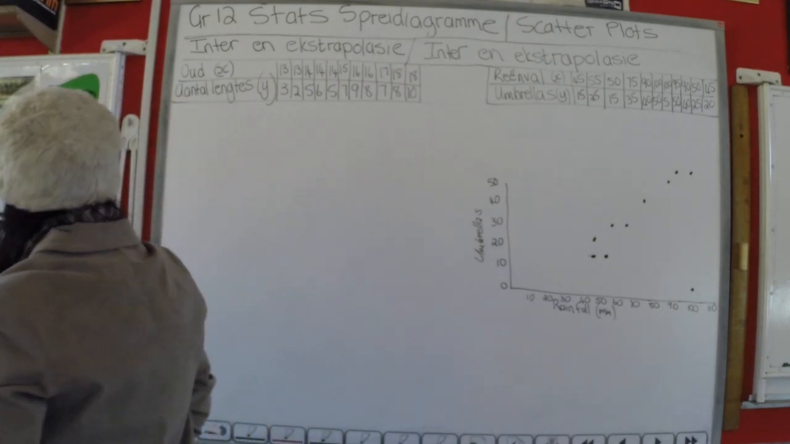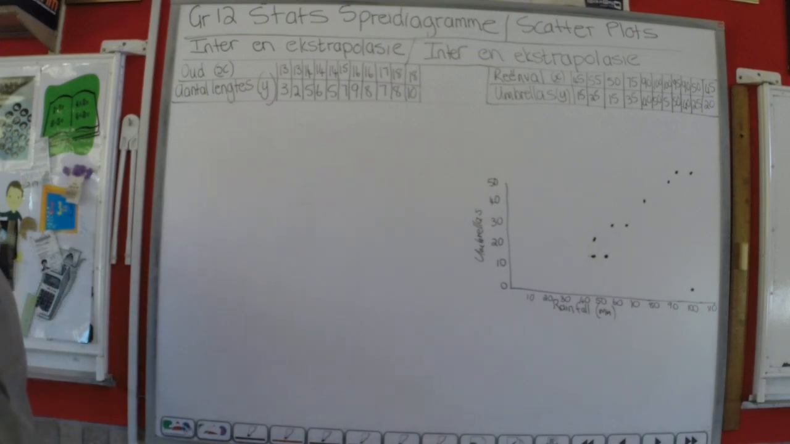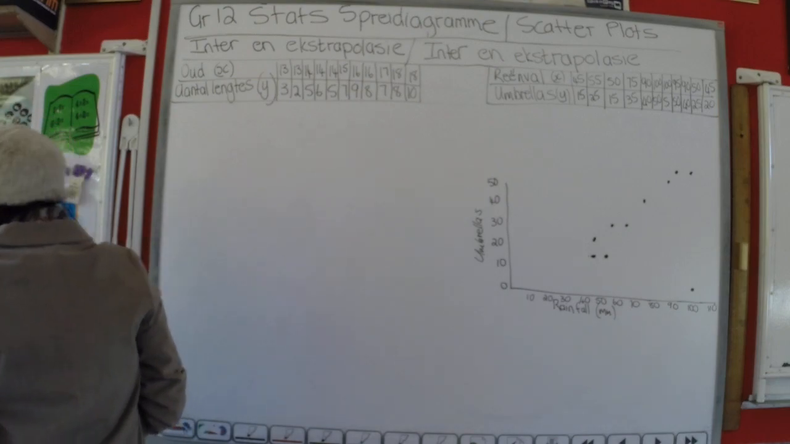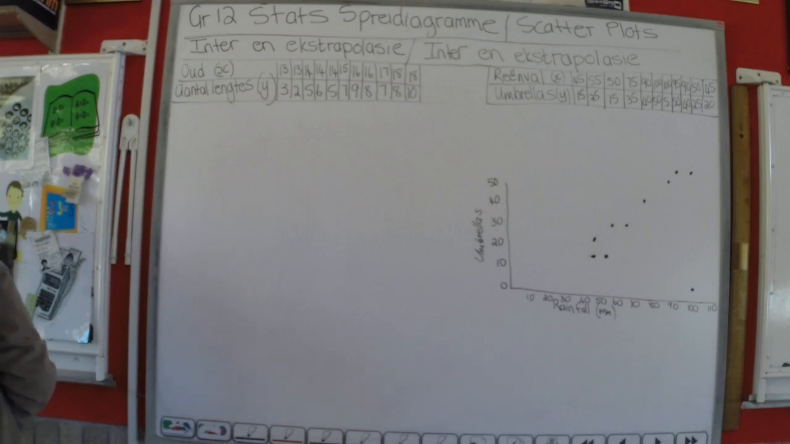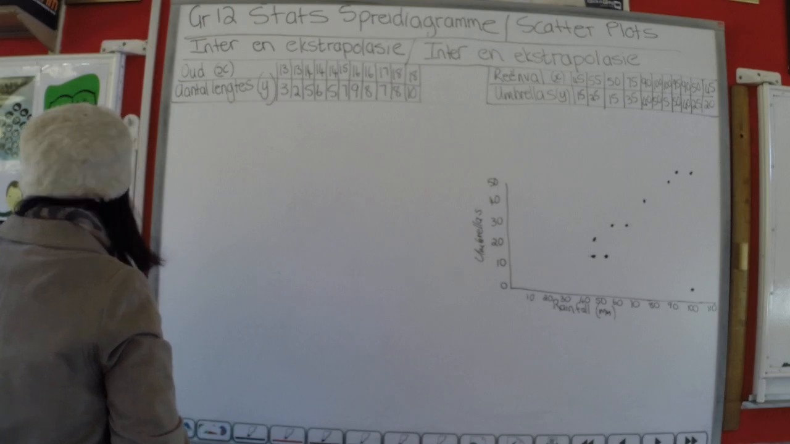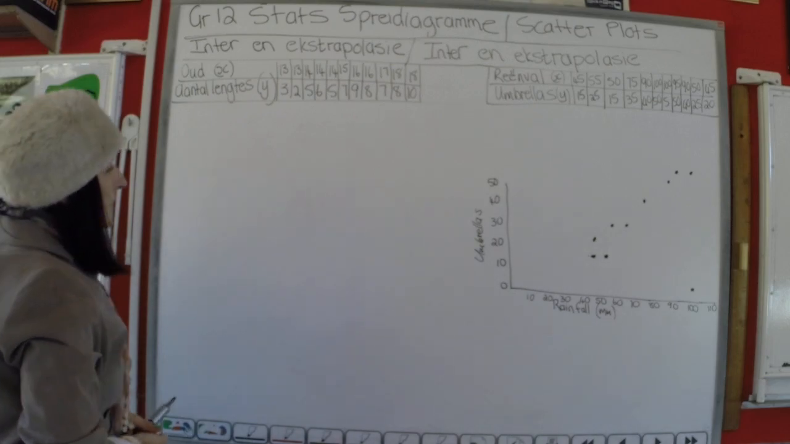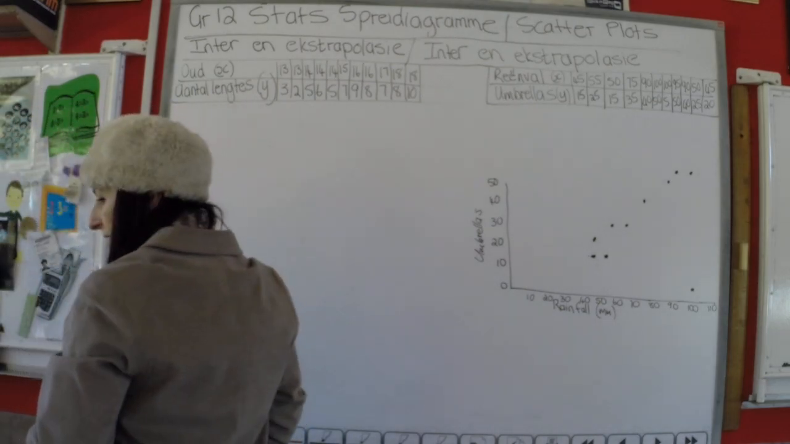Eerste ene is hierdie, this is all about the number of lengths girls of different ages can swim without taking a break. Dit is die aantal lengtes wat meisies kan swem sonder om 'n breek te neem. En die eerste vraag wat hulle vra: determine the equation of the least squares regression line. Bepaal die vergelyking van die kleinste kwadrate regressielyn.